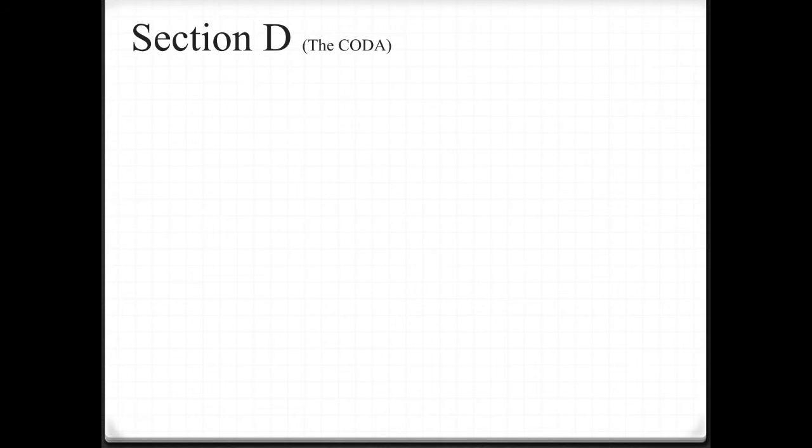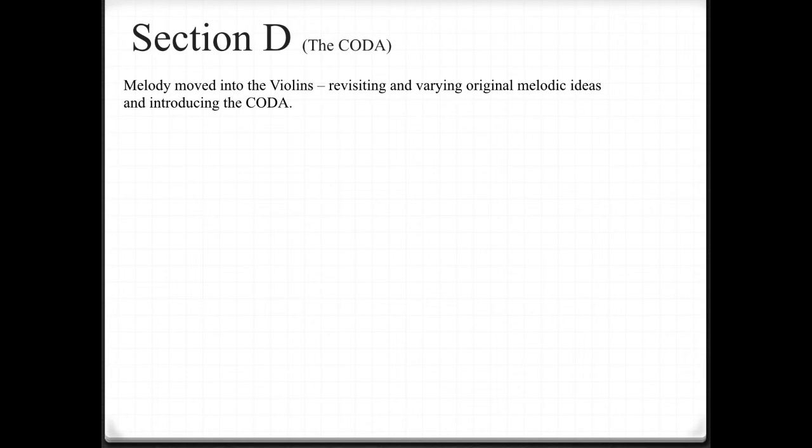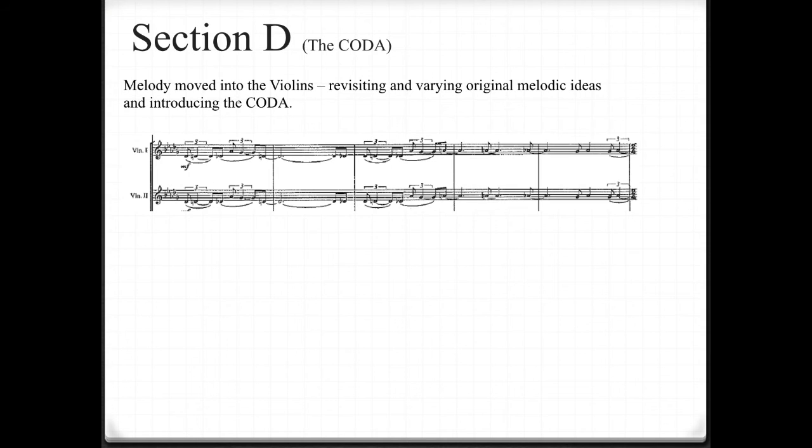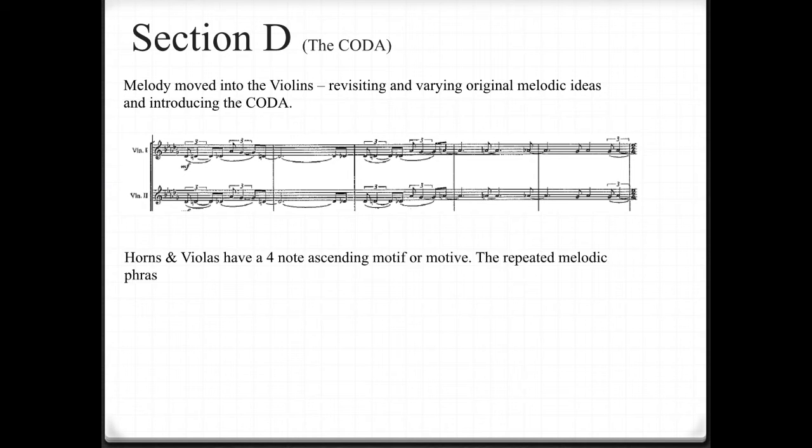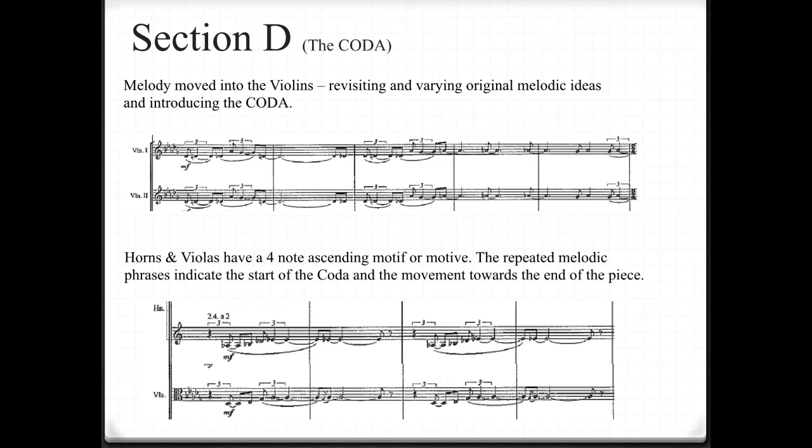And then section D, or the coda. The melody moves into the violins, revisiting and varying original melodic ideas and introducing the coda. You can see the melody here. Horns and violas have a 4-note ascending motif or motive. The repeated melodic phrases indicate the start of the coda and the movement towards the end of the piece.